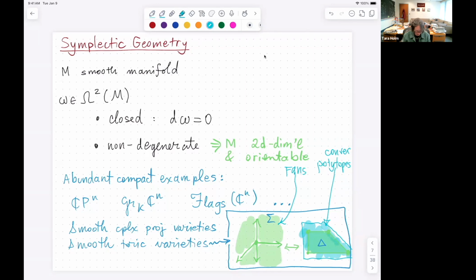But the bigger polytope has a different symplectic structure. So that's sort of captured in the combinatorics.